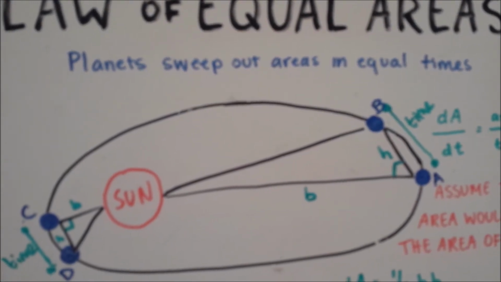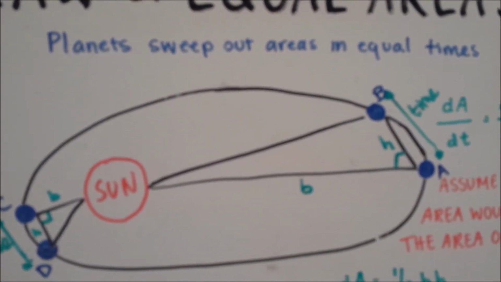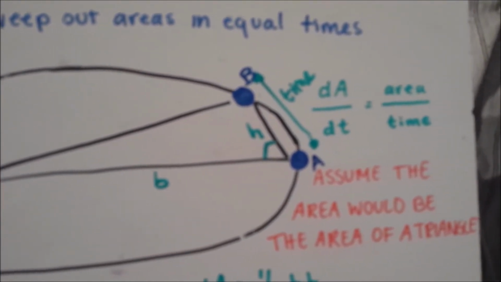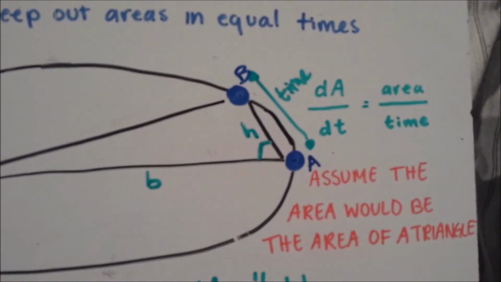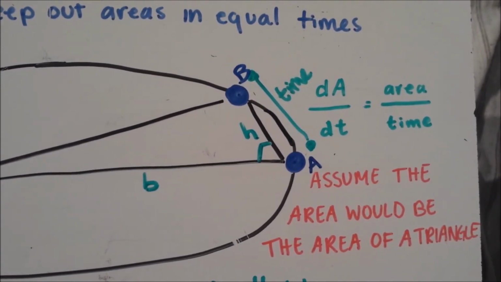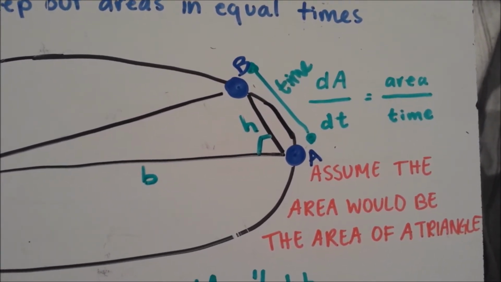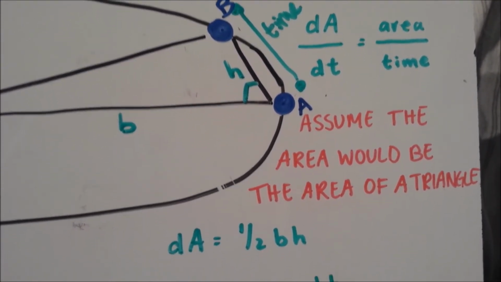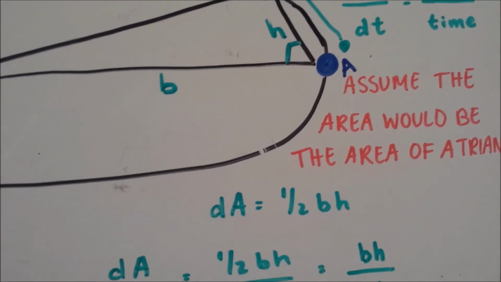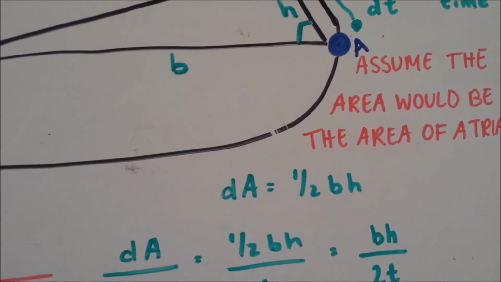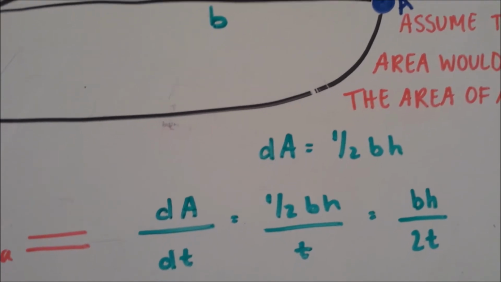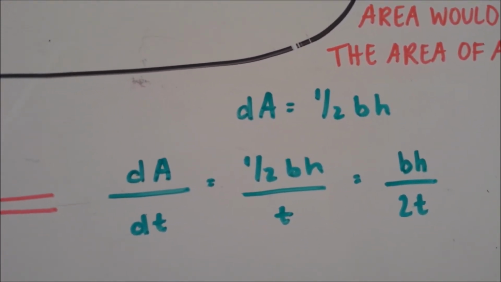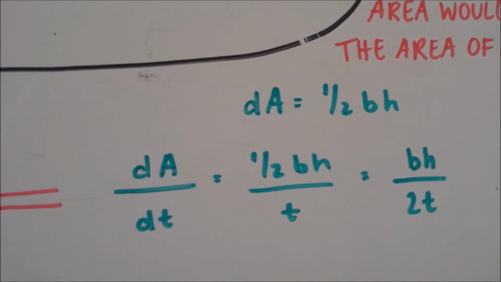The mathematical definition of the law of equal areas follows the exact words that were stated. Planets sweep out areas in equal times. It is the area, dA, divided by the time, dt, it took to get from point A to point B. To make life easier, we assume that the area is the area of a triangle, which is 1/2 base times height. The equation now looks like this: dA over dt equals 1/2 base times height over t, which is equal to base times height over 2t.